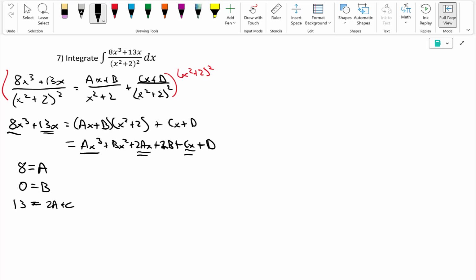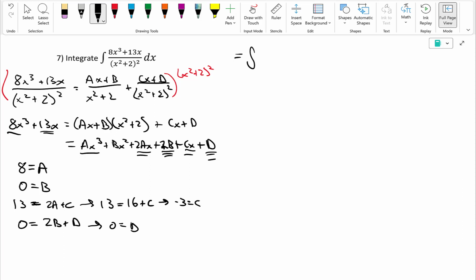And we already know that a is 8, so we can sub that in. So we've got 13 equals 16 plus c, or -3 equals c. And no constant on the left, so we've got 0 equals, don't forget the 2b, 2b plus d. Those are our constants. But we already know that b is 0, so really this is just saying 0 equals d. All right, so b and d are both 0. It's going to make this one nice and easy after that long one we did for 6. And 8's pretty quick too.